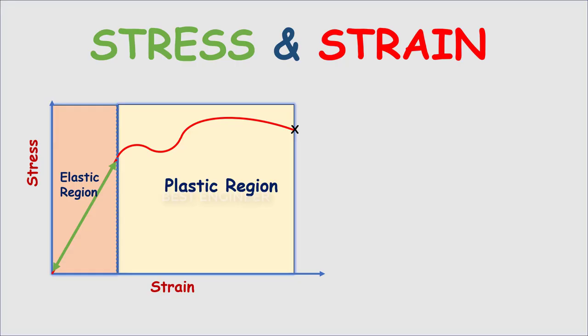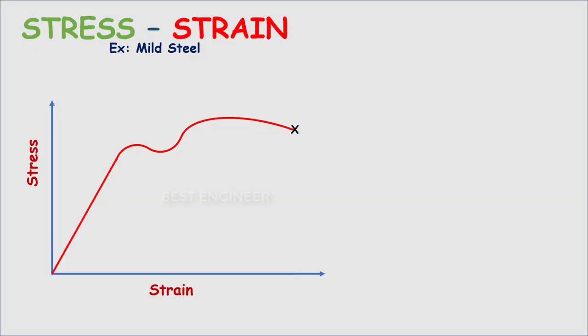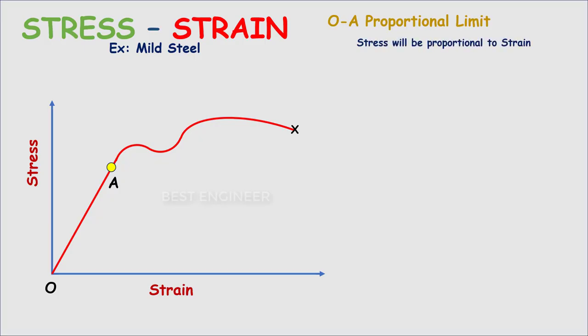Now let us see the behavior of material in relation to stress and strain. The material chosen for understanding is mild steel. Let's have the stress on the y-axis and strain on the x-axis. The stress-strain curve for mild steel will be like this. The first region from O to A is called the proportional limit. Stress will be proportional to the strain.